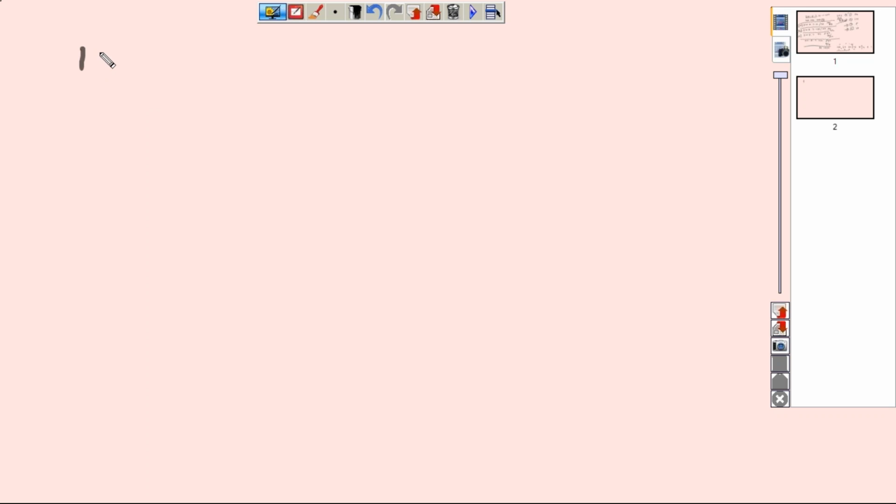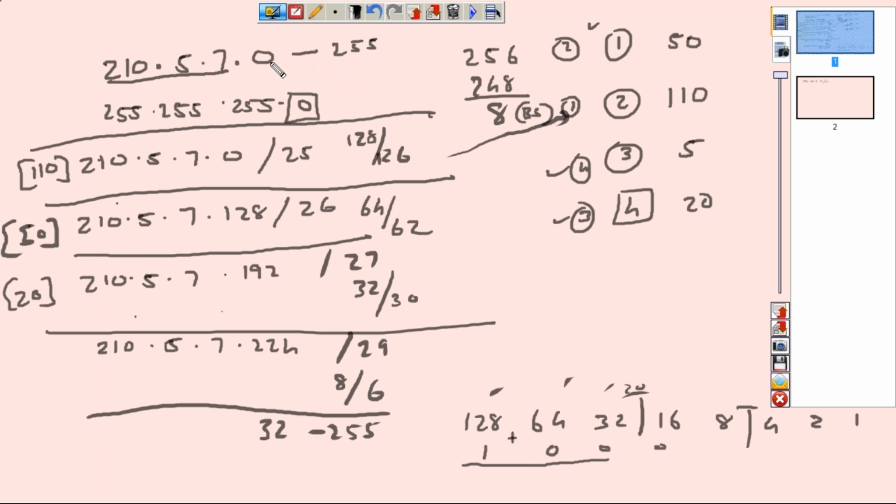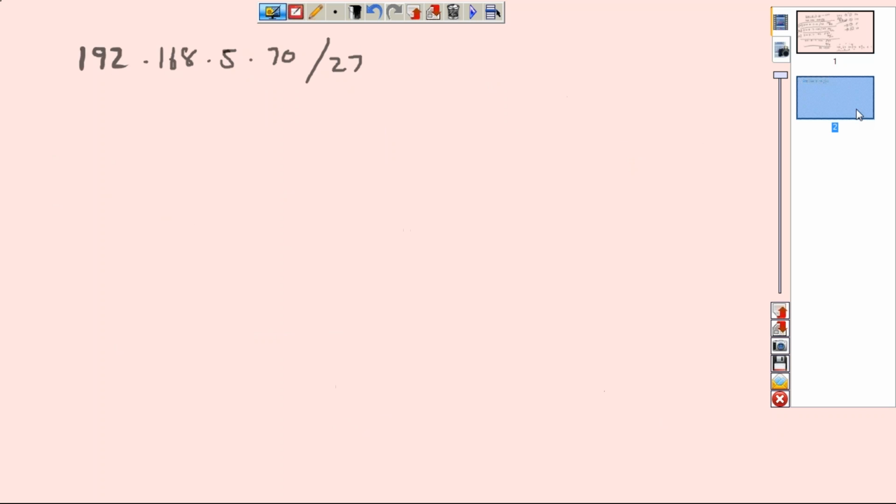Say 192.168.5.70 slash, let's say, 27, for example. See the change in the question? They have actually given you a specific IP. It is no longer just a subnet. Like here you had the zero subnet, right? So you know where to start from. But in this case, they have given you an IP somewhere in between.